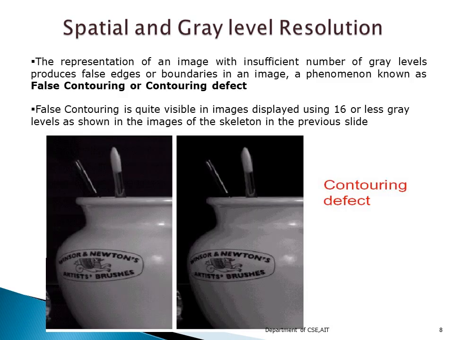In the spatial and gray level resolution, if you have an insufficient number of gray levels, then what is going to happen? Of course, the image will not be depicted clearly. This phenomenon is called false contouring or the contouring defect. The defect is where you use a smaller number of gray levels, and you will see that the picture won't be smooth.